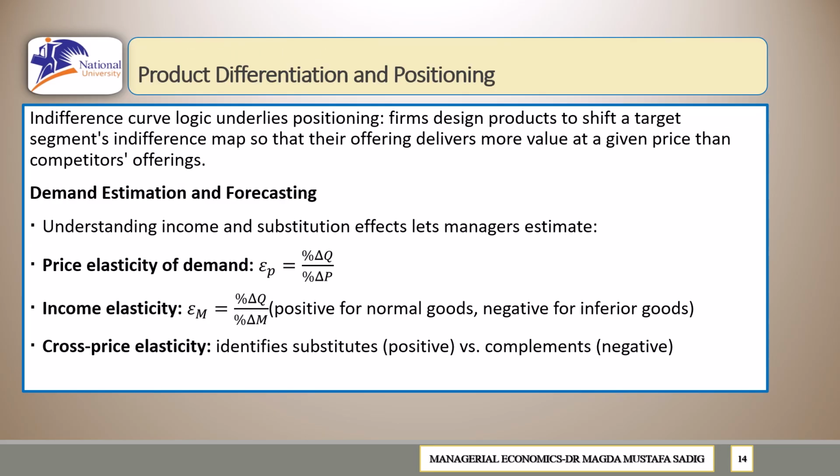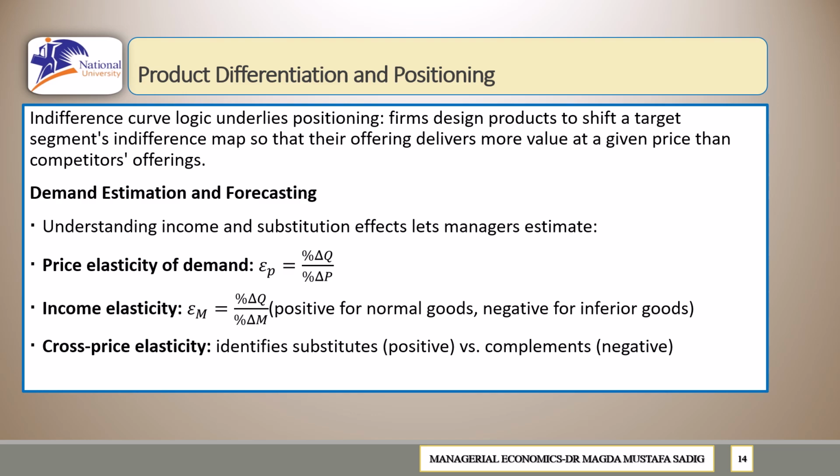Product differentiation and positioning. Companies try to move consumers toward their products. They achieve this through differentiation. Examples include high quality, better design, superior customer service, strong brand image.